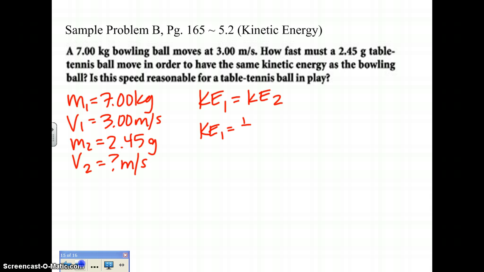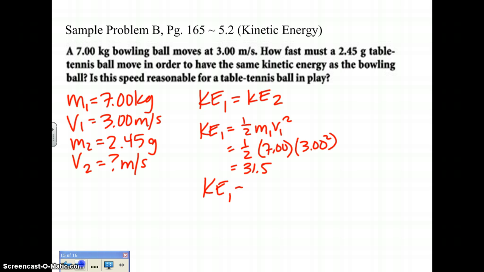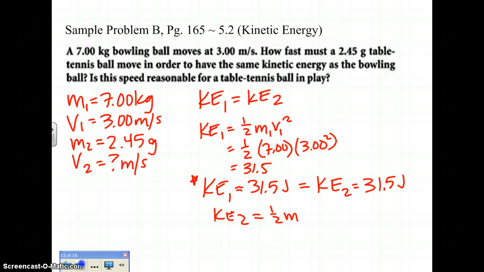So the first object is going to be 31.5. So KE1 equals 31.5 joules. Therefore, KE2 equals 31.5 joules. So KE2 equals 1/2 m2 v2 squared. Check this out though, guys. You need to change units on that. Make sure that you change your units on that.